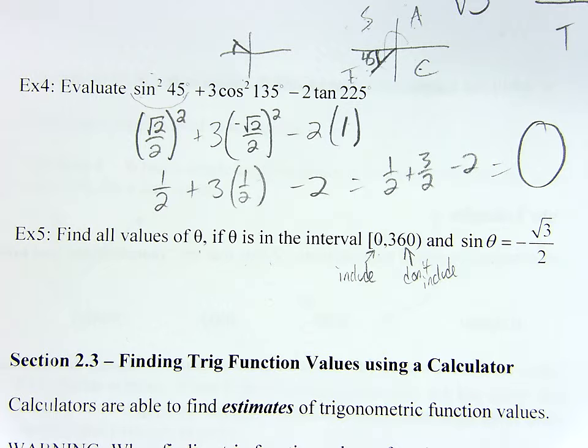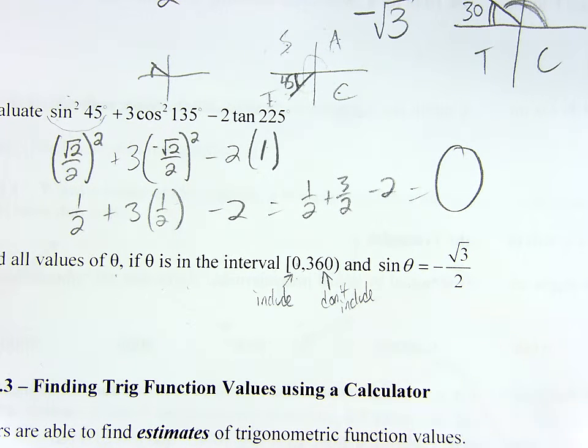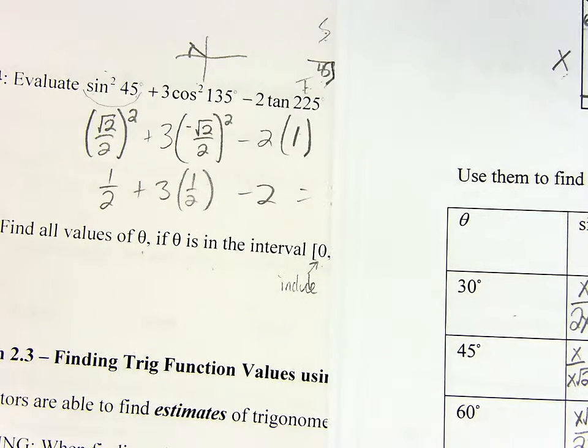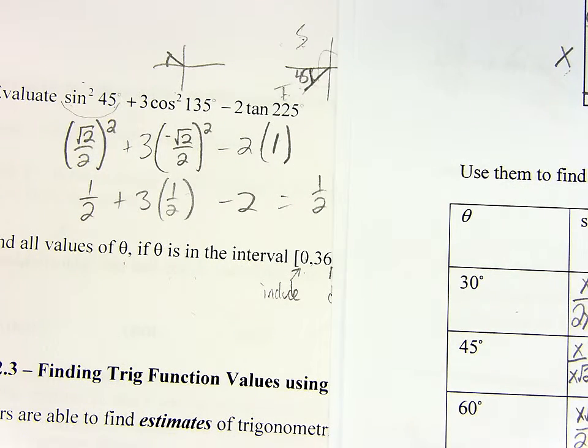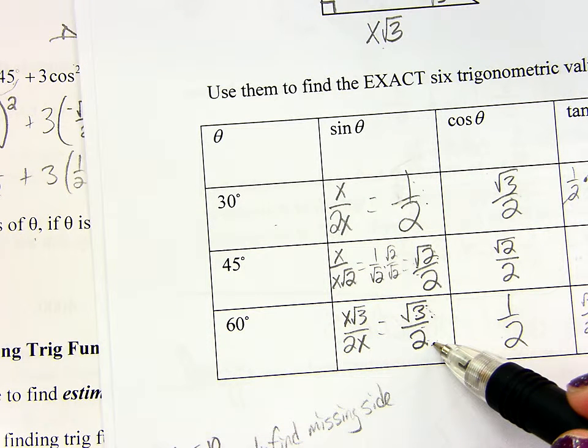Okay? So we're using 0. If 0 ends up working, I want to find all the values of theta in there that have a sine of negative root 3 over 2. Now hold on, Miss Sabia, how in the world am I supposed to know that? Well, why don't we look at our chart and see who has a sine of root 3 over 2. Oh, I see, it's 60. Yeah, 60 has a sine of positive root 3 over 2, right? But I don't want positive, I want negative.